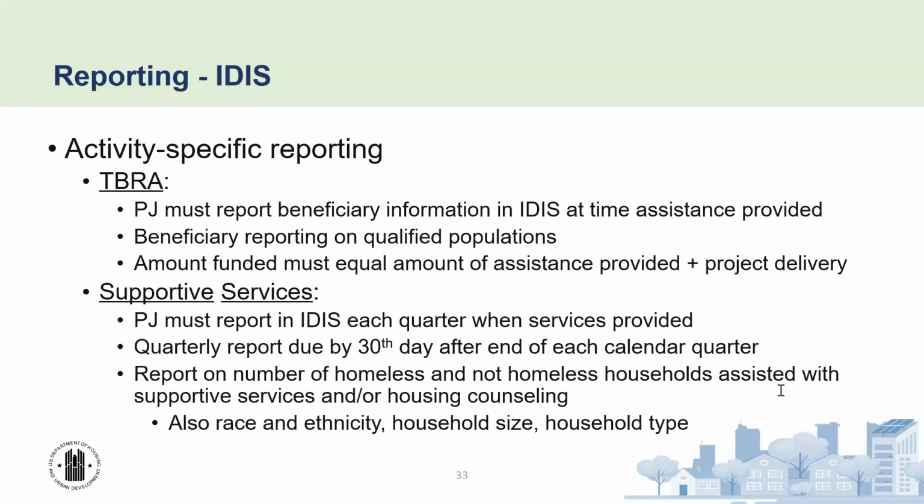So quarterly in IDIS, the PJ is required to report on the aggregate number of homeless and not homeless households assisted under the broad categories of supportive services and housing counseling. The PJ must report in the aggregate on the race and ethnicity, household size, and household type of all households assisted. No specific client level data is required to be reported for HOME-ARP supportive services activities. So this is all aggregate reporting. We're not having specific households or specific client level data identified in IDIS for supportive services activities.